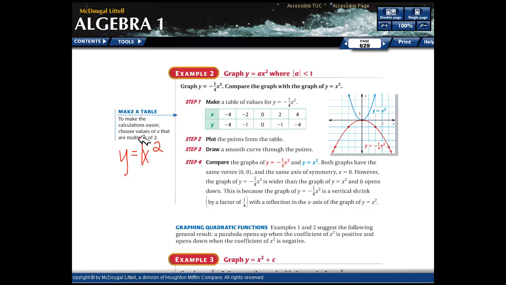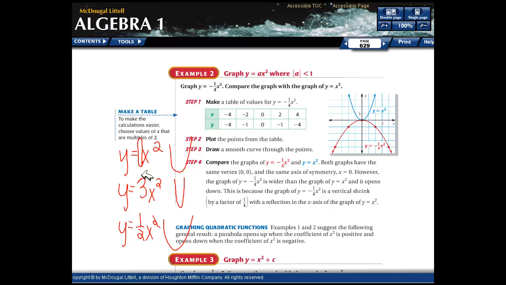This number in front of here, right now there's nothing there, so you assume it's a 1. If you have a whole number there, like the last one we just did, that just means if the parent one looks like this, then this one is going to happen that much faster, so it's going to be that much more narrow. If I've got one that is a fraction, say 1/2 x squared, then that means it's going to happen half as fast, and it might look a little wider even than the parent function. Now these are pretty crude drawings here, but that's exactly what it looks like.